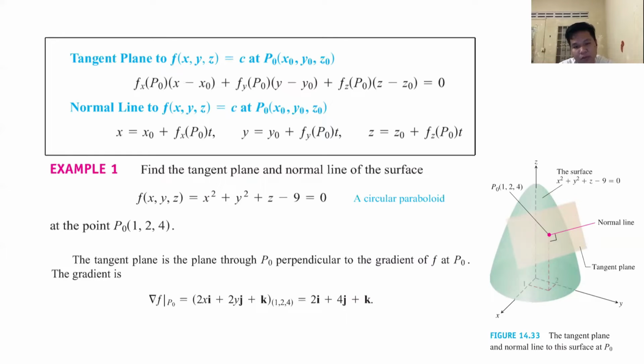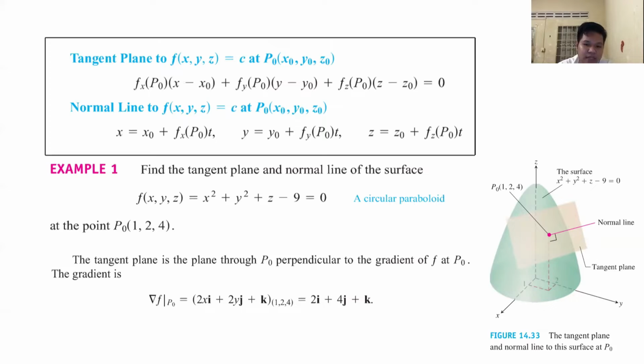And the normal line to f of x, y, and z equal to c at p sub 0 is x equal to x sub 0 plus fx at p sub 0 multiplied by t, y equal to y sub 0 plus fy at p sub 0 multiplied by t, and the last one is z equal to z sub 0 plus fz at p sub 0 multiplied by t. And then we move to example 1.